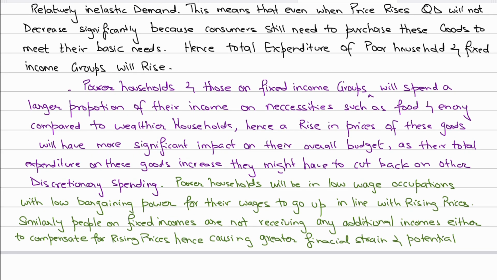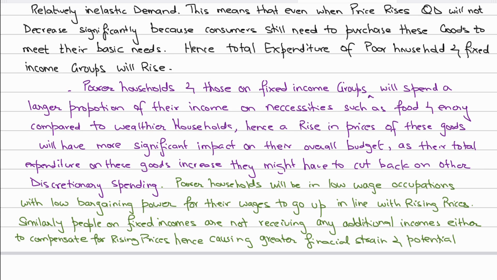But what you need to say is that poor households and those on fixed income groups will obviously spend a larger proportion of their income on necessities such as food and energy compared to the wealthier households, right? Because they have less income, the proportion of their incomes that will be spent on necessities such as food and energy will be more for the poor as compared to the wealthier households.